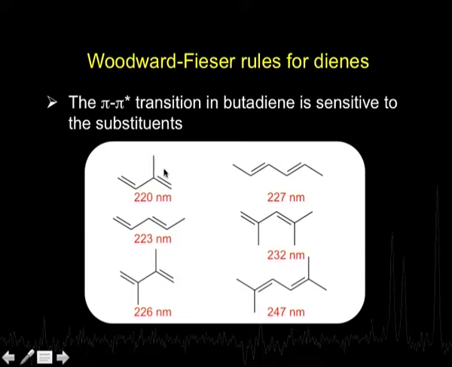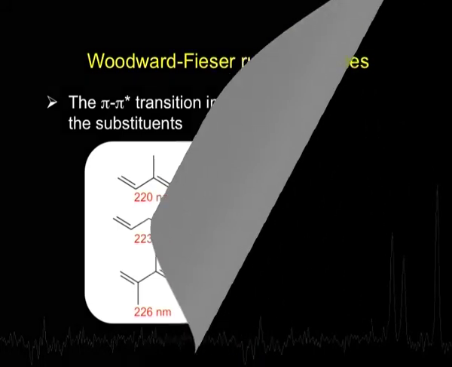Suppose you got a methyl substituent over there, we find it is coming at 220 nanometers, this one is coming at 223, this is at 226, and so on and so forth. That means, if you take the basic chromophore and put different kinds of substituents at different locations, we find that lambda max shifts. That basically is one of the bases for our Woodward-Fieser rules for dienes.